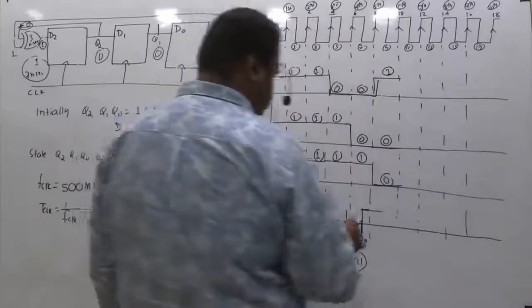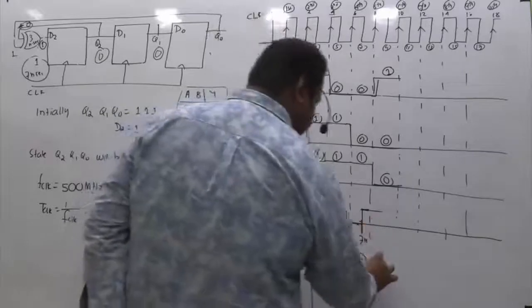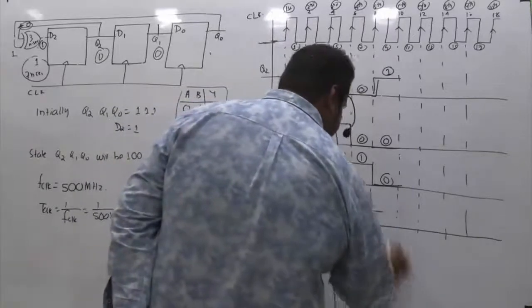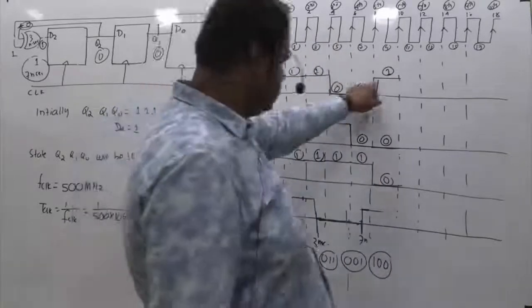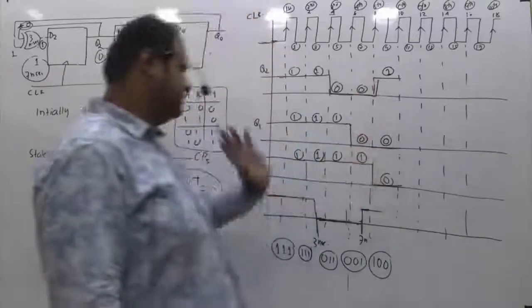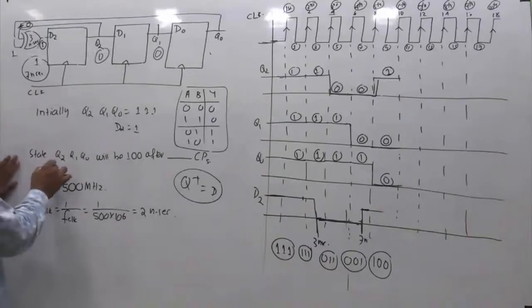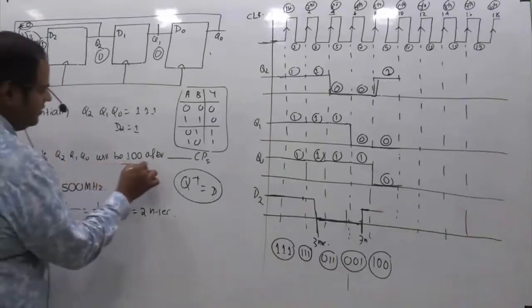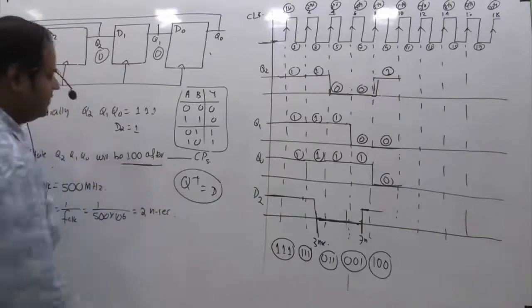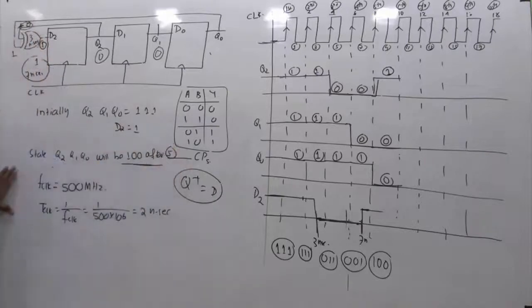Now if I ask you after the fifth clock, what is the state? The state you are getting is 100. You can see here Q2 is 1, Q1 is 0 and Q0 is 0, and that's what it is supposed to find. State Q2, Q1, Q0 will be 100 after how many clock pulses? After 5 clock pulses.